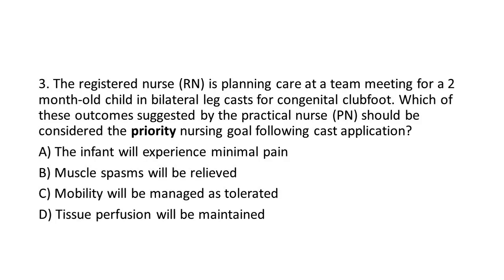3. The registered nurse, RN, is planning care at a team meeting for a 2-month-old child in bilateral leg casts for congenital clubfoot. Which of these outcomes suggested by the practical nurse, PN, should be considered the priority nursing goal following cast application? A. The infant will experience minimal pain. B. Muscle spasms will be relieved. C. Mobility will be managed as tolerated. D. Tissue perfusion will be maintained.